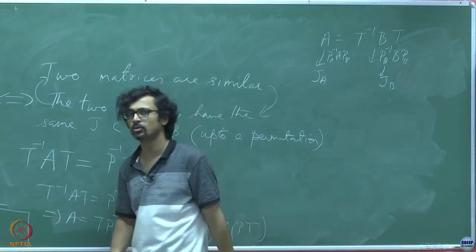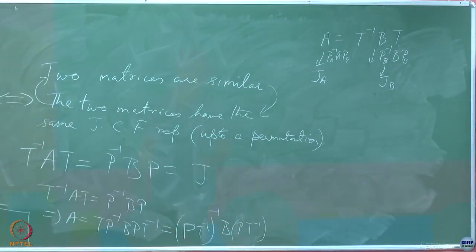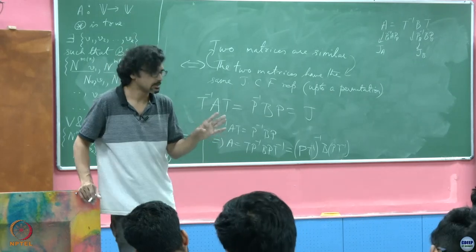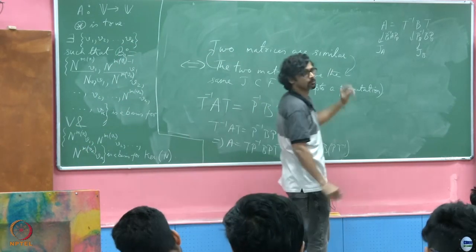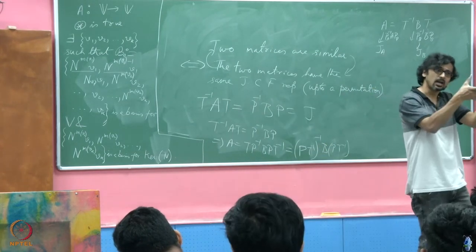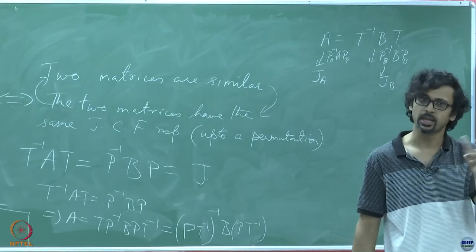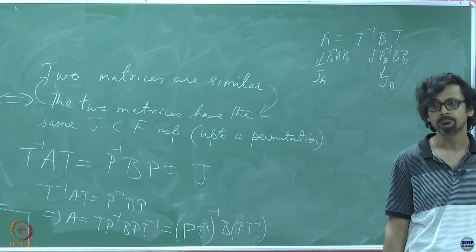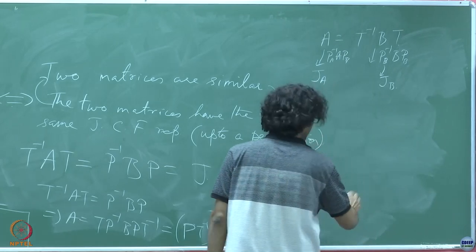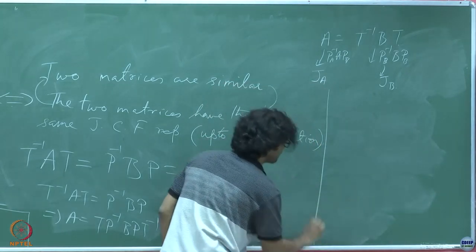Well, at least one thing we know, that minimal polynomials and characteristic polynomials are invariant under similarity transformations. So if they're similar, they share the same characteristic and minimal polynomial. That means the size of the largest Jordan block corresponding to an eigenvalue is the same in both J_A and J_B. But the others are not the same, you see. So I'll just disprove by some counter example.